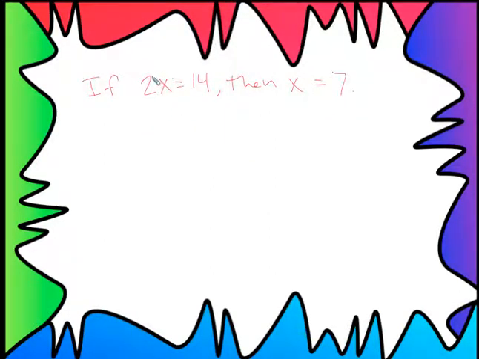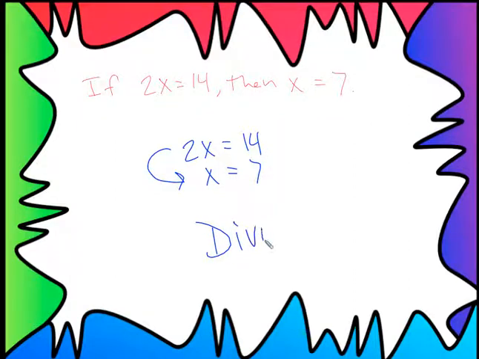Alright, so if this was in a proof and you have 2x equals 14, and then your next step says x equals 7, it's basically saying what property takes you from here to here. So all we did was divide both sides by 2. So this was division.